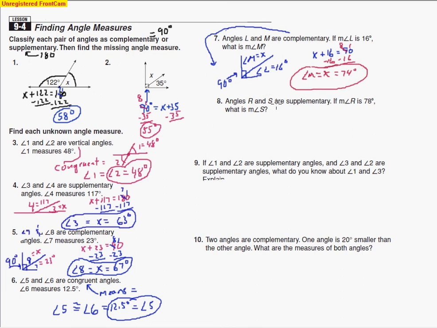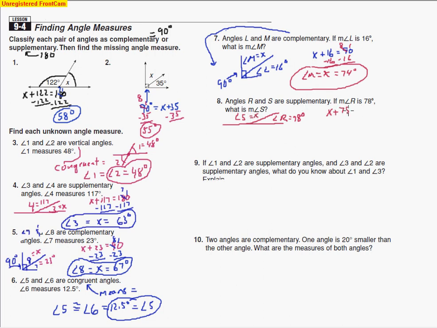Angle R and S are supplementary angles. So remember, supplementary makes 180 degrees. So we'll say this is angle R here, which is 78 degrees, it says. And angle S is over on this side. Well, we know that they add to make 180 degrees. So I'm going to call angle S x for now.